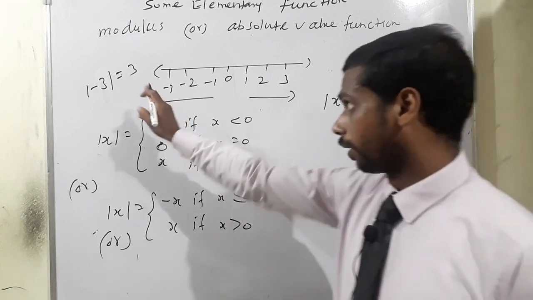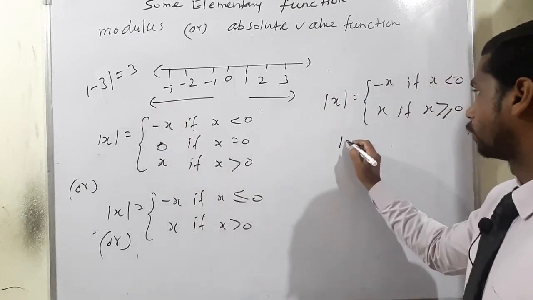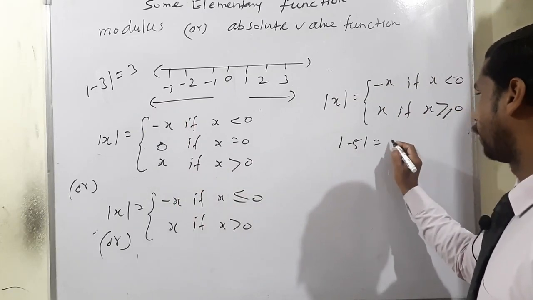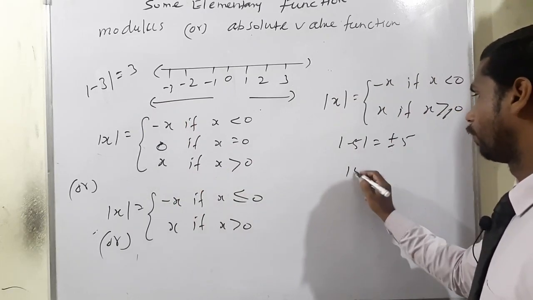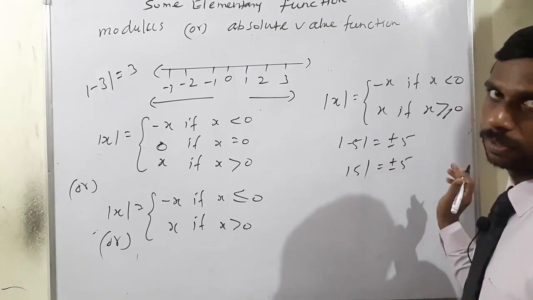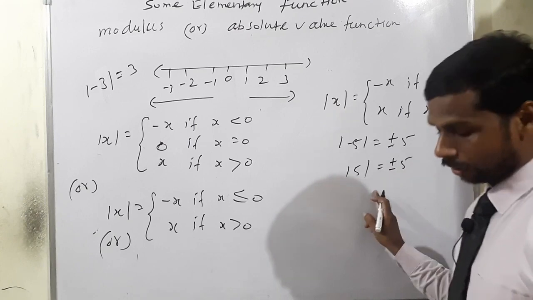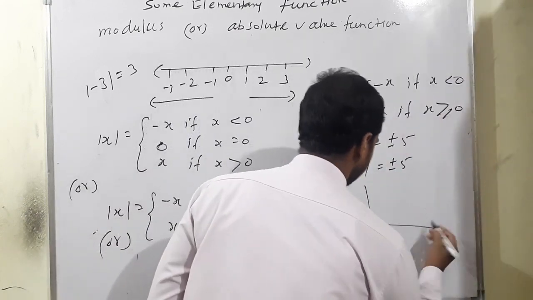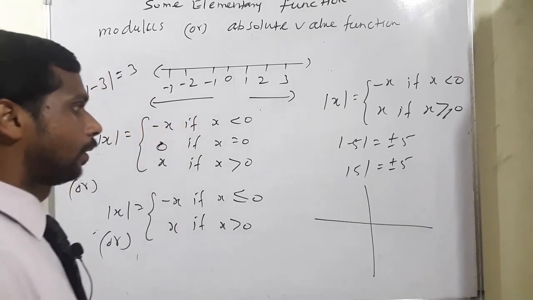This is called modulus. So what is the meaning of modulus actually? For example, the modulus of minus 5: the answer is definitely positive. If you remove the modulus, positive 5 will come. That is called the modulus of the term. So how to draw the graph actually?